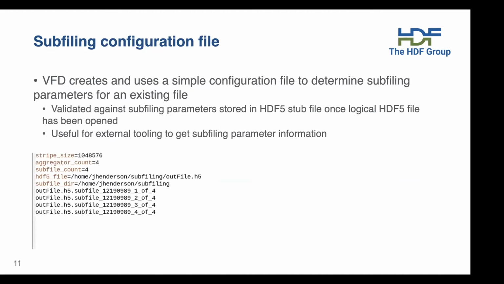So then there's the configuration file that gets output, and the subfiling VFD just creates and uses this so that it can figure out what subfiling parameters were used for an existing file when it's opening it. And then once it's opened, it validates it against the information it has stored internally. And this configuration file is mostly useful for external tooling to be able to figure out the parameters that were used for subfiling. And so this picture here is just a quick example of what the configuration file might look like.